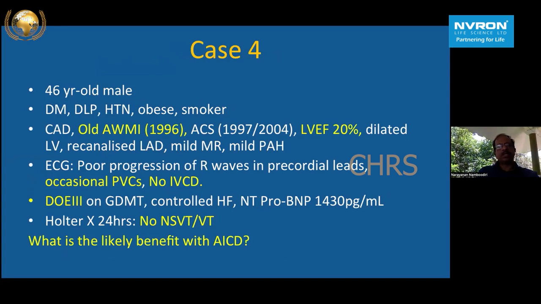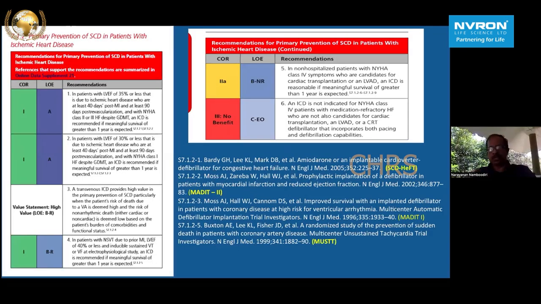The last case: a 46-year-old male, old anterior wall MI, dyspnea class 3, ejection fraction 20%, Holter showed no arrhythmia. This patient had only class 3 symptoms, an old hit and run MI with ejection fraction 20% and a large scar. Whether this patient would benefit from ICD, that is the question.